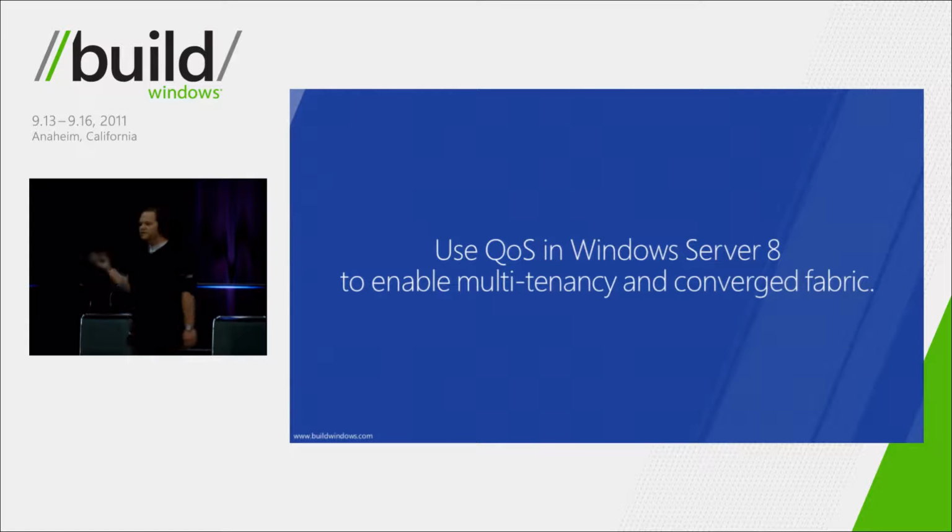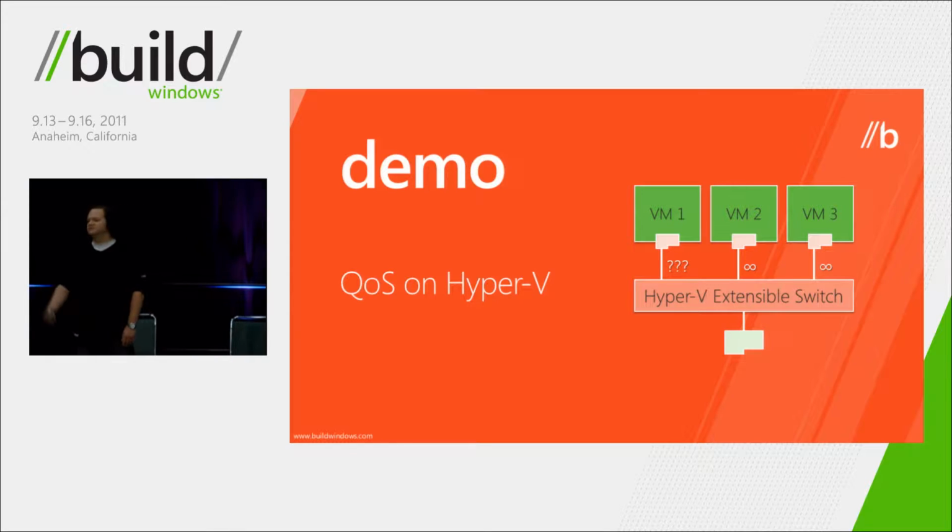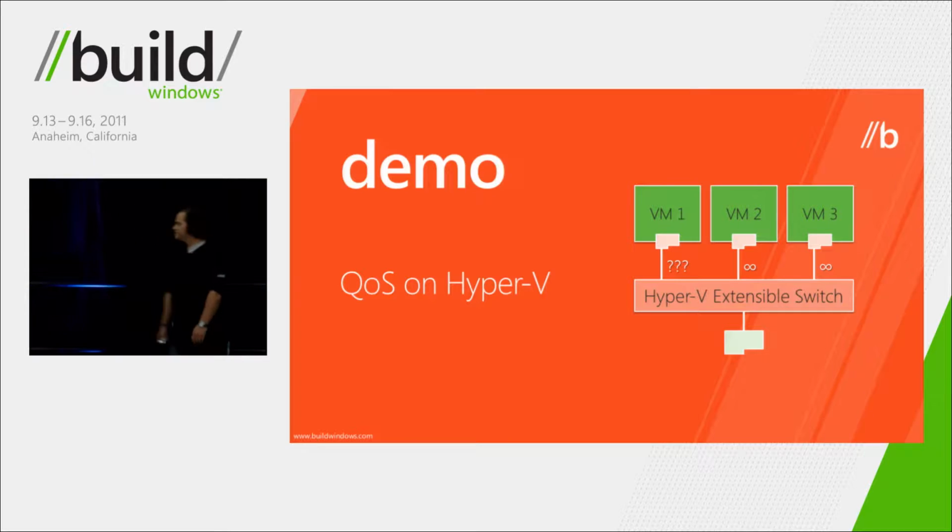So Windows Server 8 has a couple new features to enable multi-tenancy and enable you to converge your fabric using QoS in the system. So I'm going to hand it back over to Charlie, where he's going to do a demo showing how you can enable multi-tenancy on a Windows 8 server.